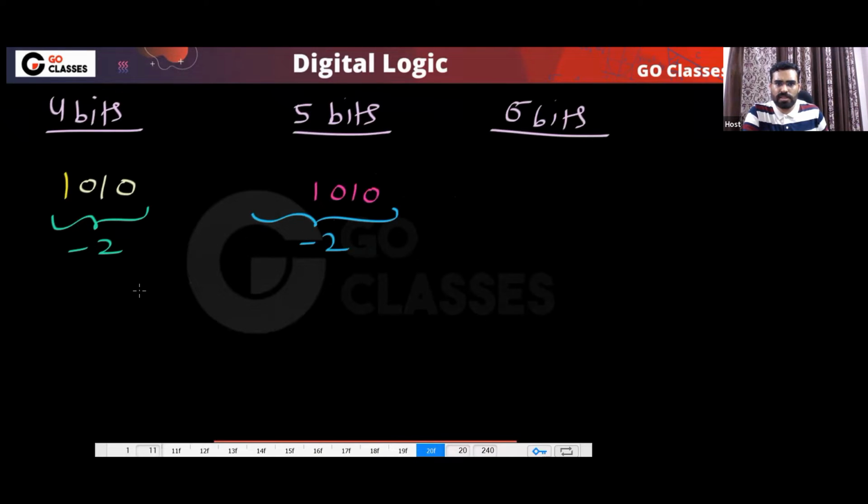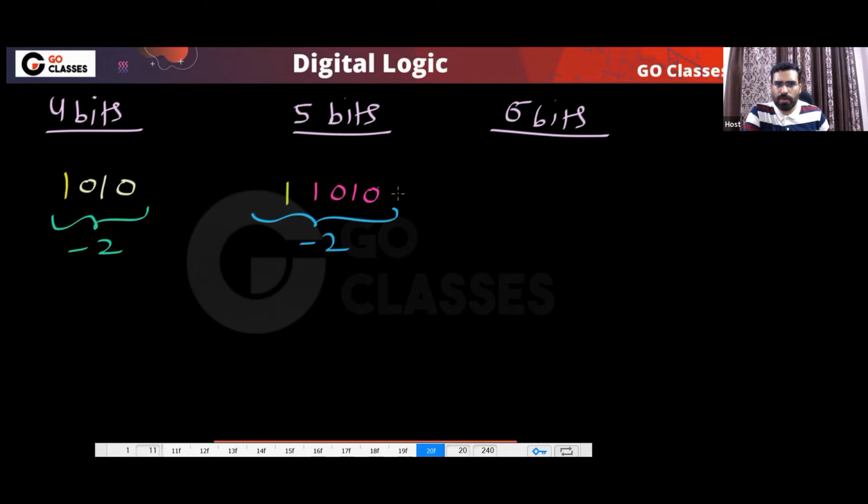So this is the data. How to put this data in 5 bits? Should I do this? Is this correct? Tell me. This is wrong, because what is this value? This value now is 10. So what should I do? Should I copy the MSB?